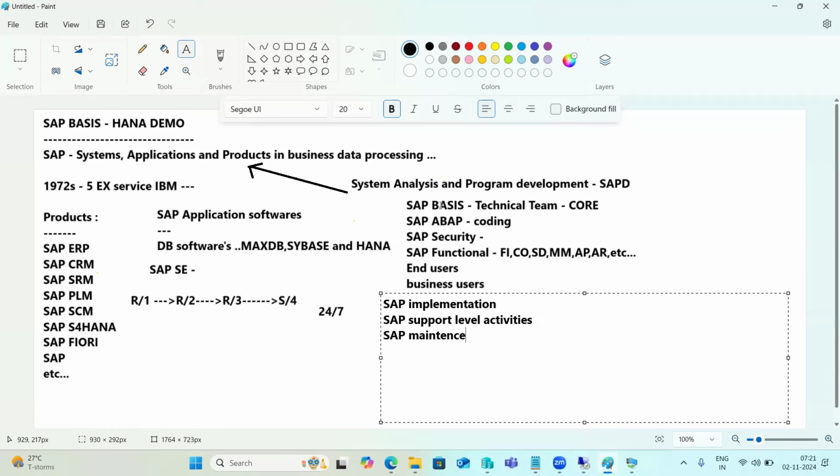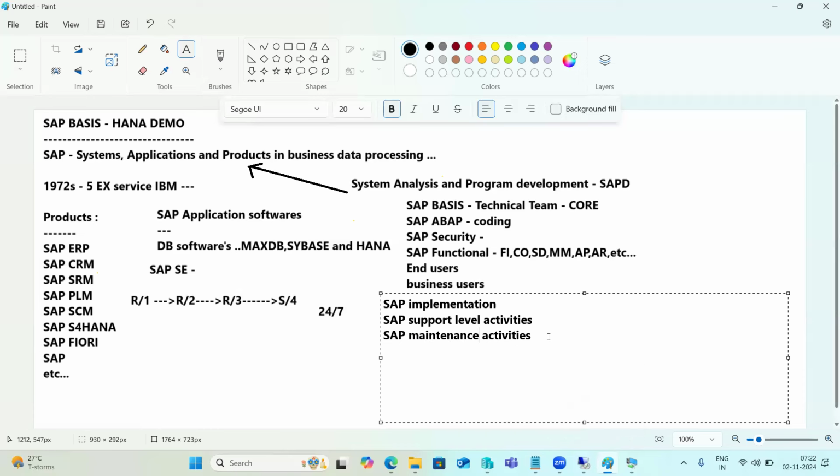The maintenance activities and support activities, we will do all kinds of activities here, right? This is the main team which we will support. The maintenance activities and the support activities we will do in the systems here, right? This kind of activities we will support.